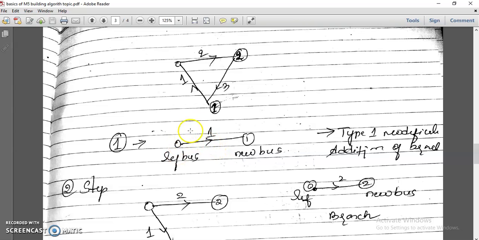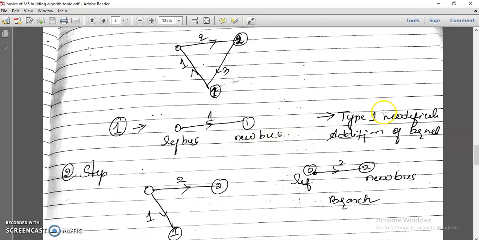The first element is in between reference and new bus. So reference bus and new bus, which type of modification is it? Type 1 modification deals with addition of branch, where an element added between reference and new bus acts as a branch. So it is type 1 modification, that is addition of branch. It is a thick line. Branch means thick line.